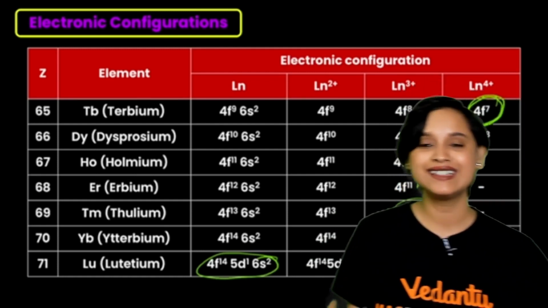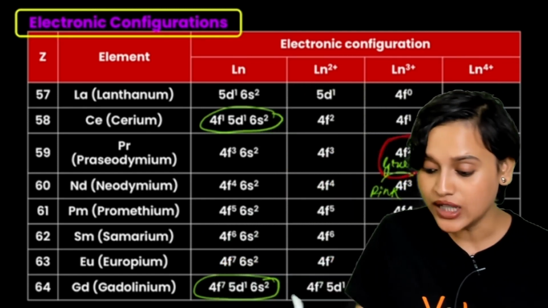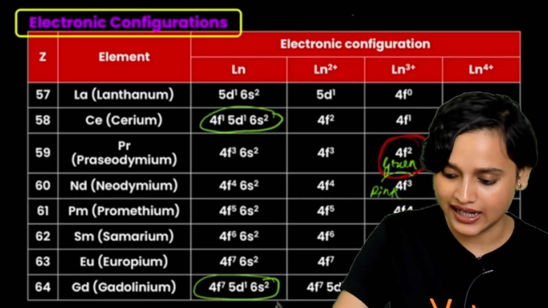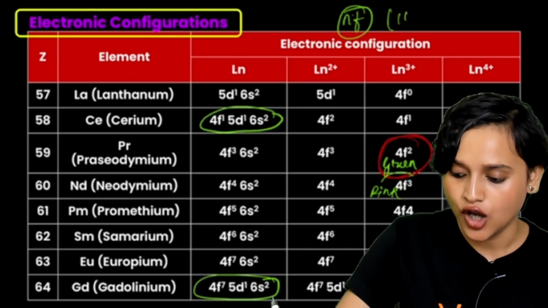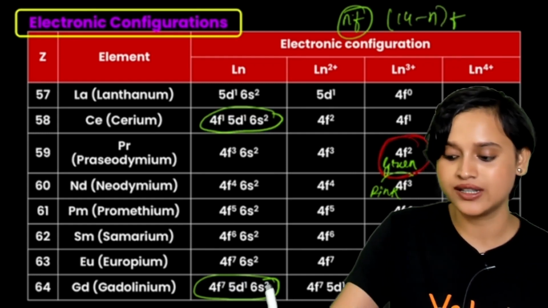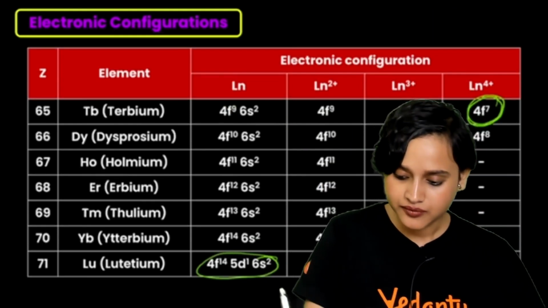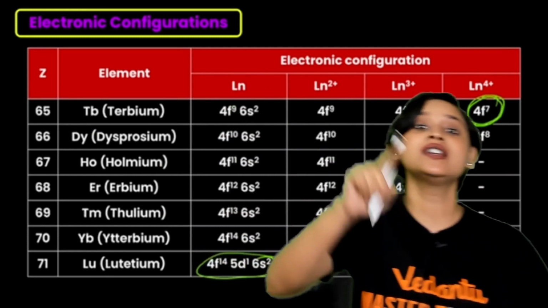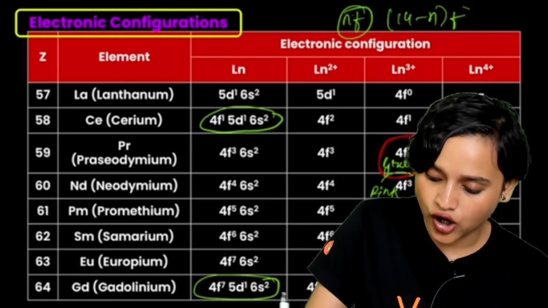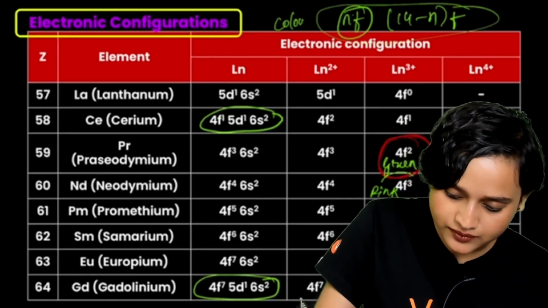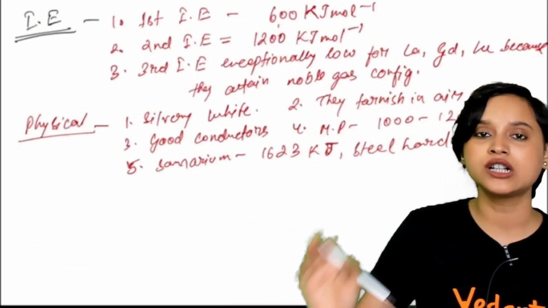All right. So that means here we have found a link. What is the link? The link is that if there are nF electrons and 14 minus nF electrons, if it is the same, see, 4F2 and 4F12. Now 14 minus 12 is what? 2. So that will also show you the same color. You got it? This is for color. Understood, everybody? With this note, color is also done.